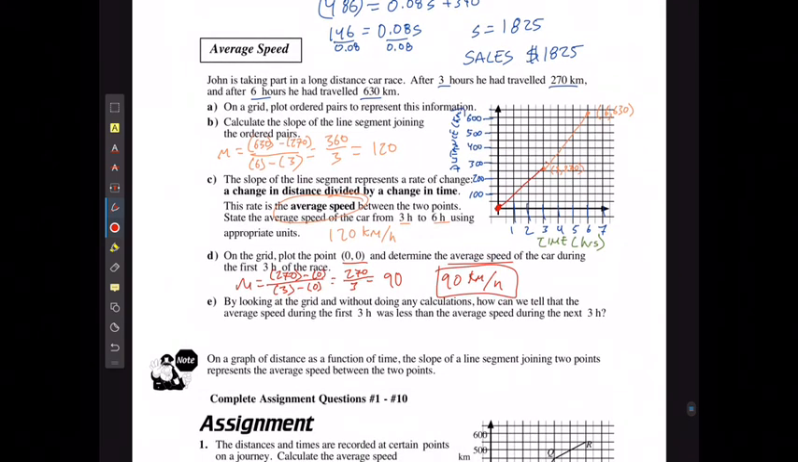By looking at the grid and without doing calculations, how can we tell that the average speed during the first 3 hours was less than the average speed during the next 3 hours? The slope is a little less steep.